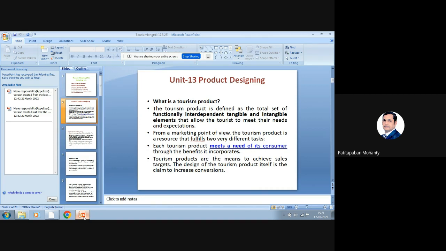go in depth into what a tourism product is, how the product designing process happens, and what the levels of the product designing are. So later on I will explain one by one. So first, we'll go to the next slide.